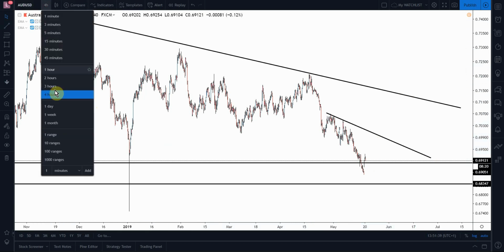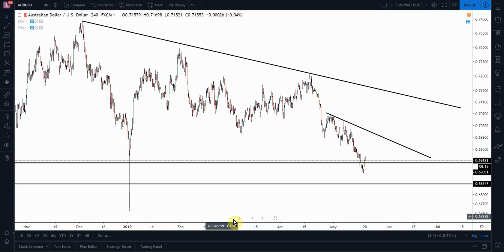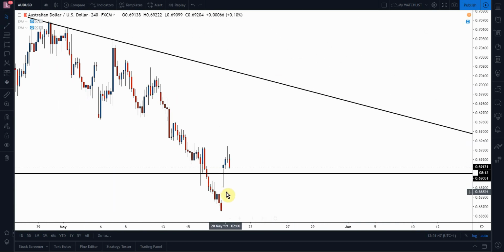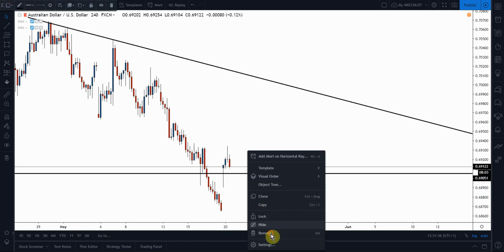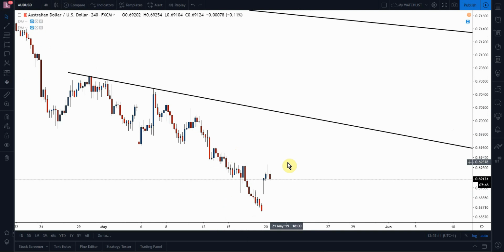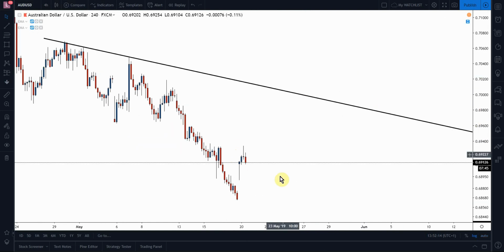So let's zoom in a little bit more. We didn't quite see this gap filled, so we might see this gap filled before any further movement to the upside. We will see. But that move has continued over the Asian session and a little bit into the European session. Just pulling back now, so we may see a little pullback before the next move to the upside. So I would keep your eyes on Aussie dollar.